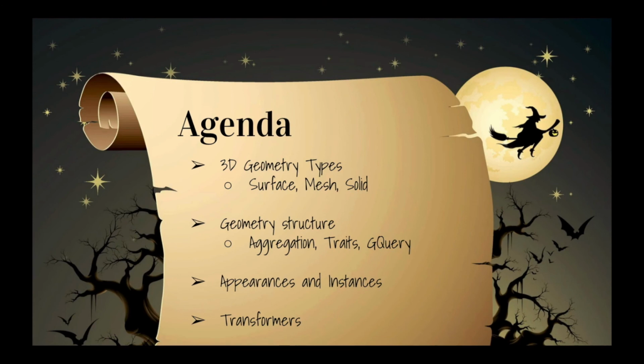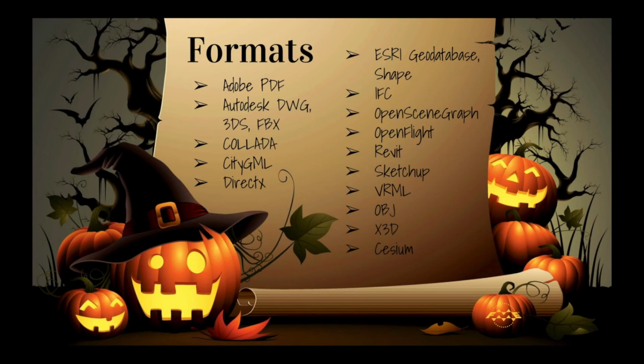These are some of the formats that will give you true 3D objects: PDF, as I mentioned, Autodesk FBX, Collada. The new one on the bottom there is Cesium, which we're all very excited about, and there'll be a little Cesium in the demo as well. You're going to show us some Cesium today.